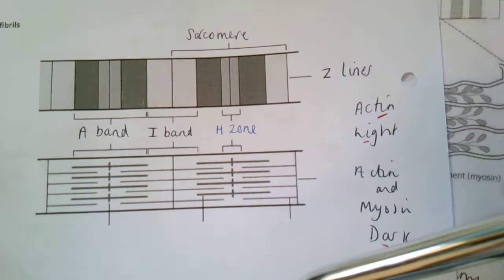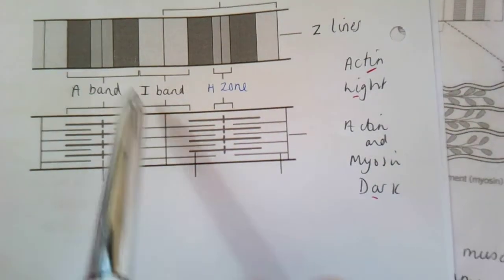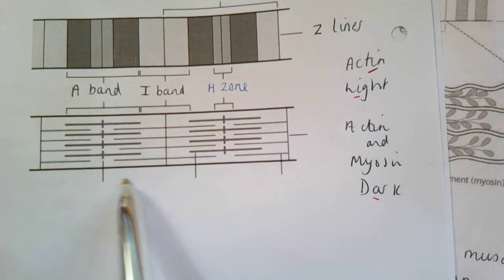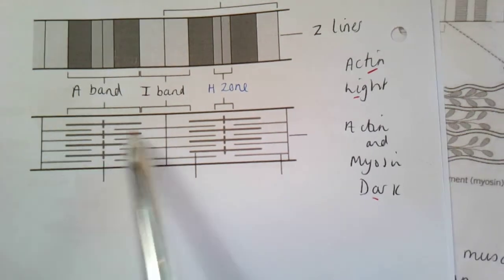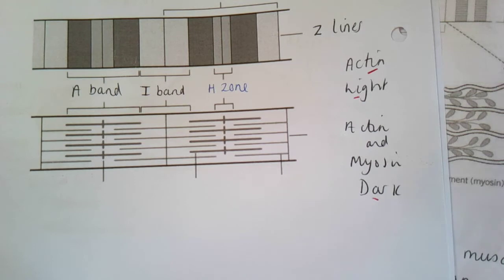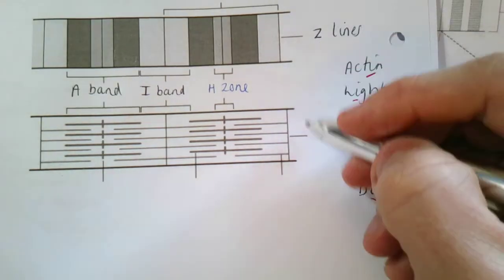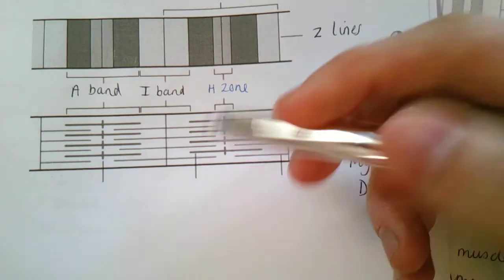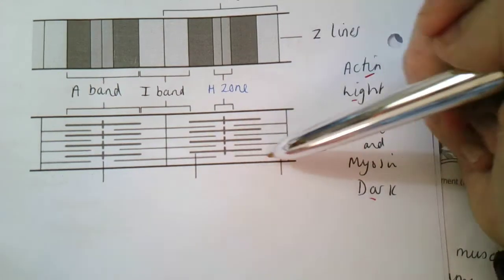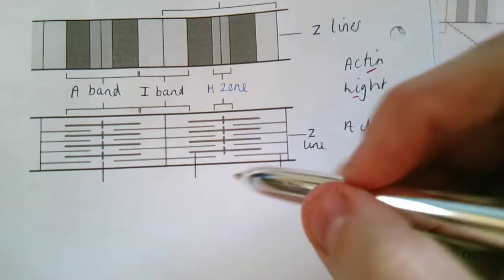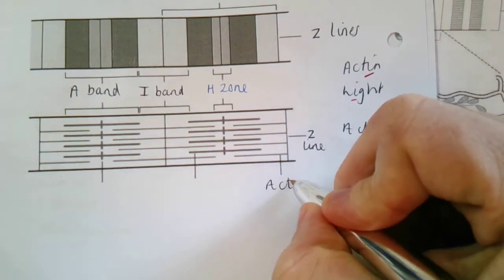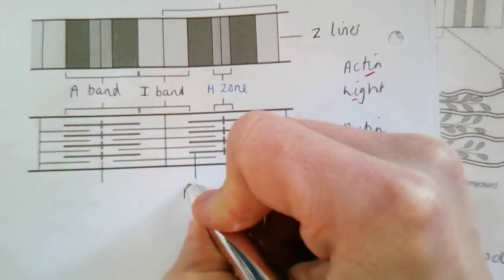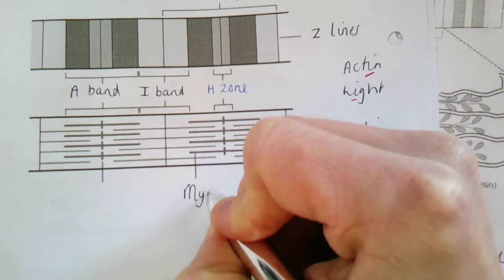So if you now go to the diagram below it, rather than just showing you in terms of banding, it's now showing you that structure in terms of the actual filaments themselves. So you can now see what's going on in more detail. Again, this is the end of the sarcomere, so that's the Z line. This line here is pointing to the thin filament, so this is just actin. This is pointing to the thick filament there, so that's the myosin.